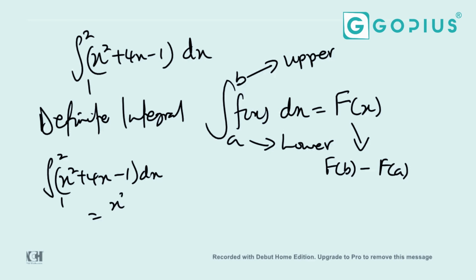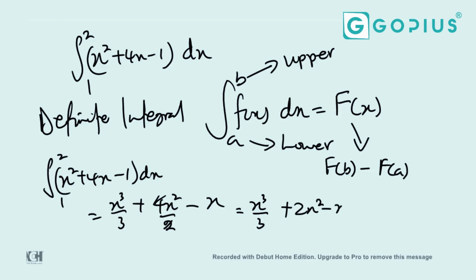We're going to have x cubed over 3. That's if you integrate x squared, you add 1 to the power and divide by that. Plus the next one is 4x squared over 2, minus, integrate 1, you have x. Don't forget, integrate 1, you have x. So here is going to give us x cubed all over 3 plus, 2 can cancel 4, here we have 2x squared, then minus x from 2 to 1. After we have gotten the integral, we now substitute the upper limit minus the lower limit.